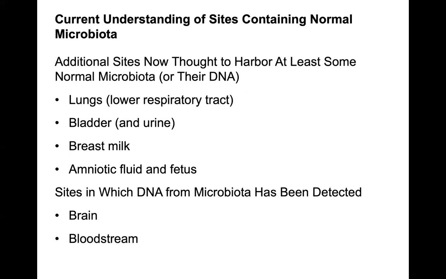Additional sites now thought to harbor at least some normal microbiota, or at least their DNA, are the lungs, lower respiratory tract. They've been able to identify some DNA down there. Bladder and urine, breast milk, amniotic fluids, and fetus.